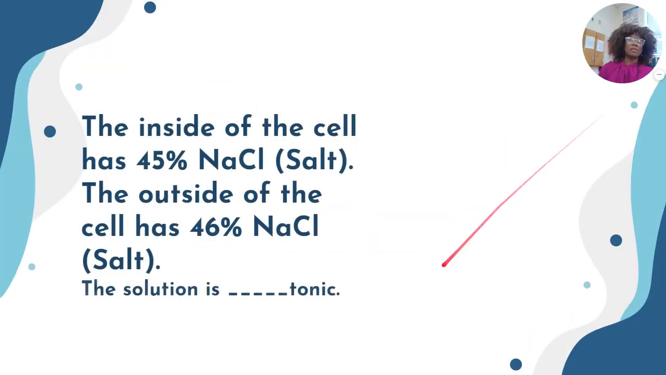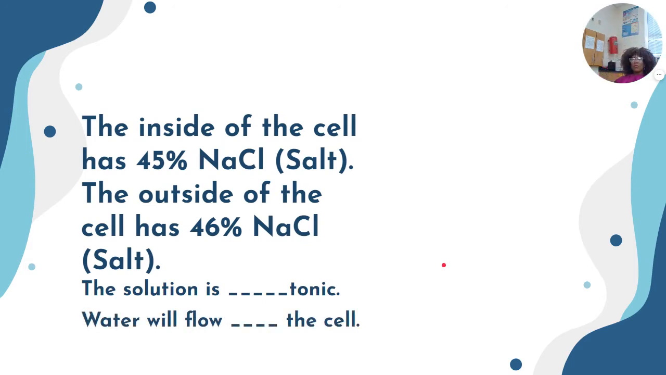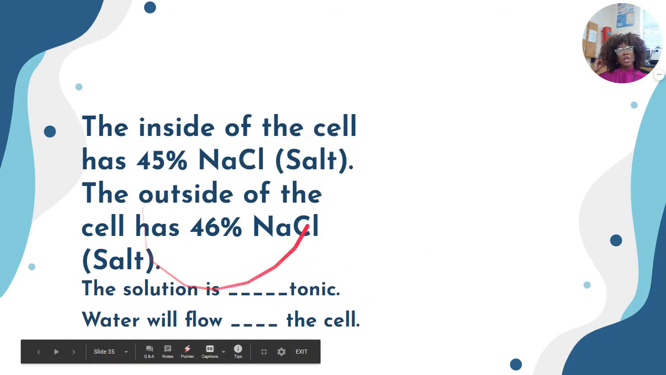So some practice problems. So the inside of the cell has 45% NaCl. Just kidding. NaCl, salt. The outside of the cell has 46% NaCl. I can't not say NaCl. I'm sorry. The solution is blank tonic, and water will flow blank the cell. This is normally how your problems are going to look.